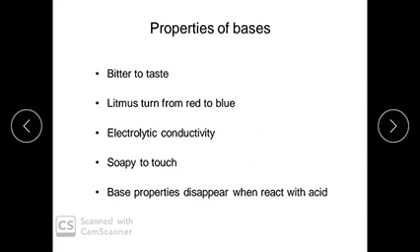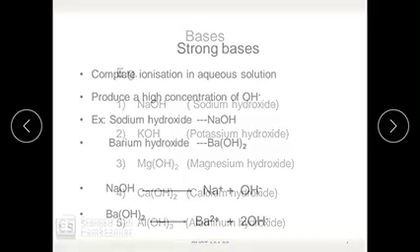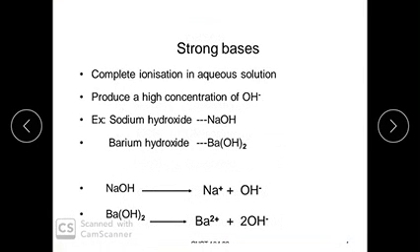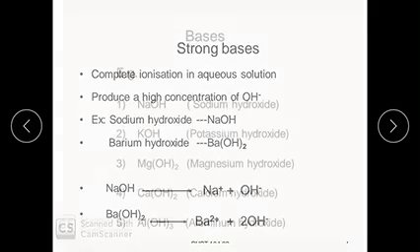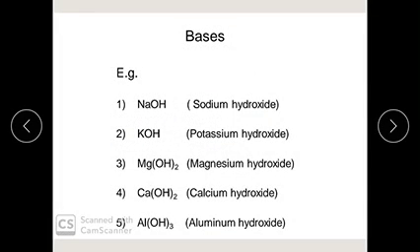Examples for bases are sodium hydroxide, potassium hydroxide, magnesium hydroxide, calcium hydroxide, aluminum hydroxide. These are all examples of bases.